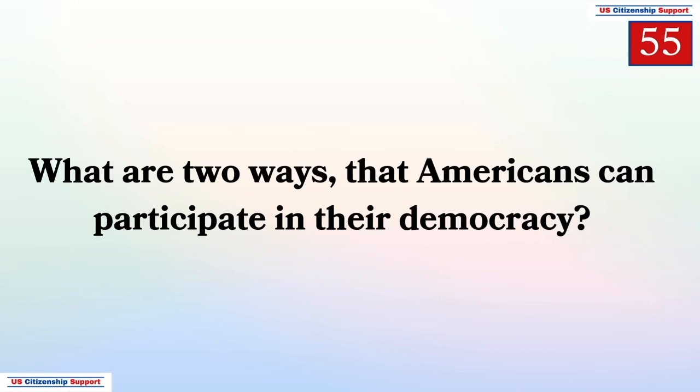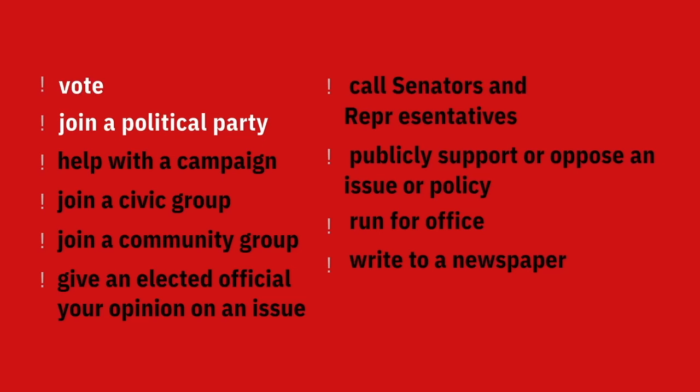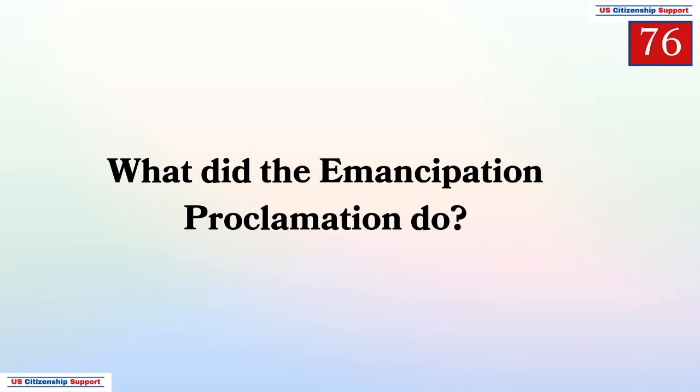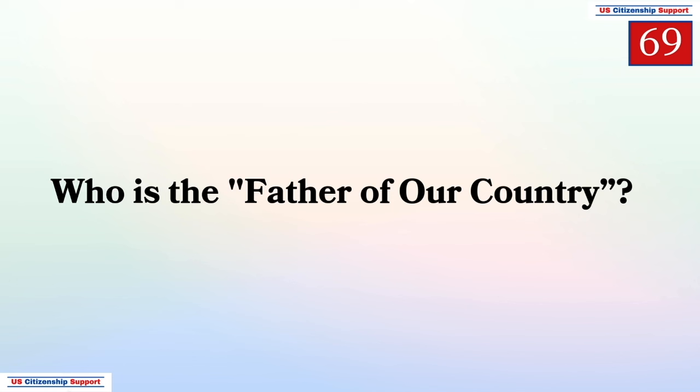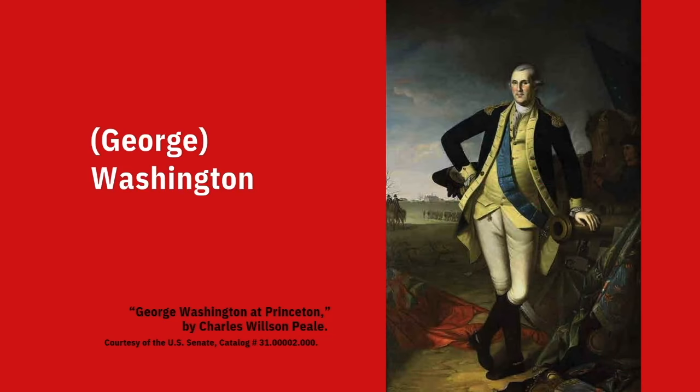What are 2 ways that Americans can participate in their democracy? Vote. Join a political party. What did the Emancipation Proclamation do? Freed the slaves. Who is the father of our country? George Washington.